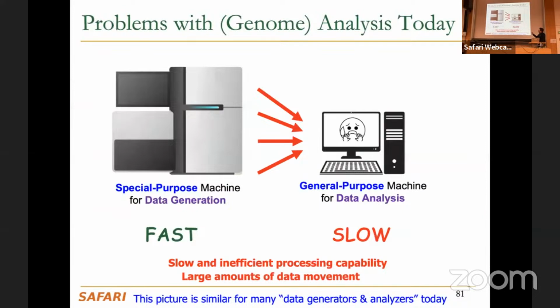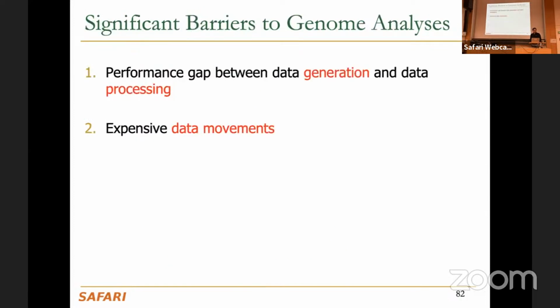And yes, so we showed this slide before. One big reason is there's a huge mismatch between the data generator and the machine that we're using to analyze this data. The other major issue that we're seeing is that data movement is expensive. That you probably already know from the previous lectures.